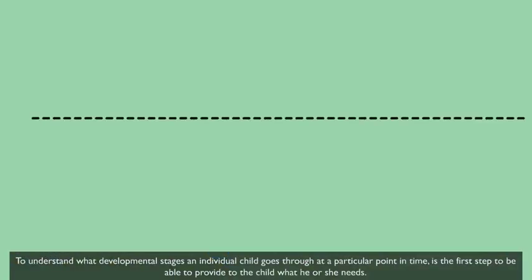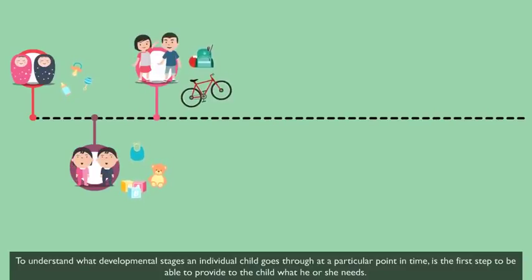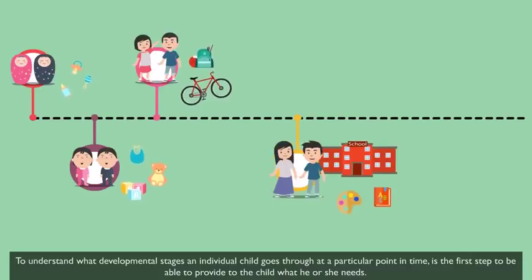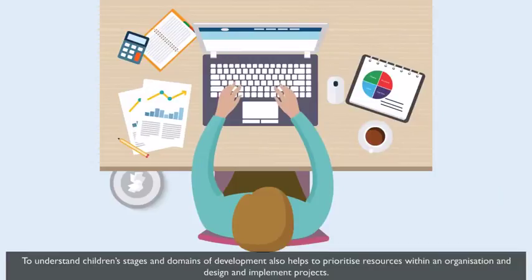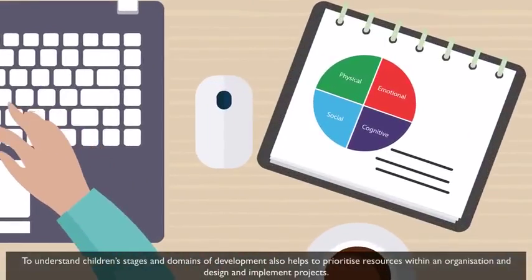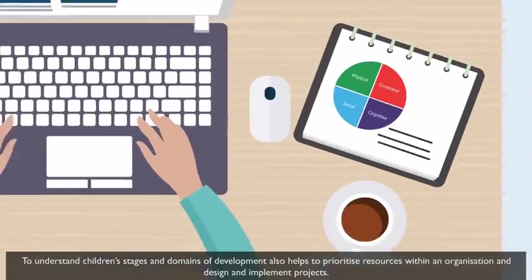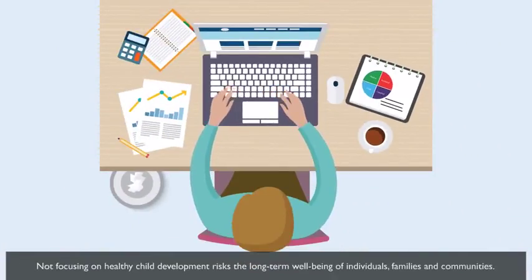To understand what developmental stages an individual child goes through at a particular point in time is the first step to be able to provide to the child what he or she needs. To understand children's stages and domains of development also helps to prioritize resources within an organization and design and implement projects. Not focusing on healthy child development risks the long-term well-being of individuals, families, and communities.